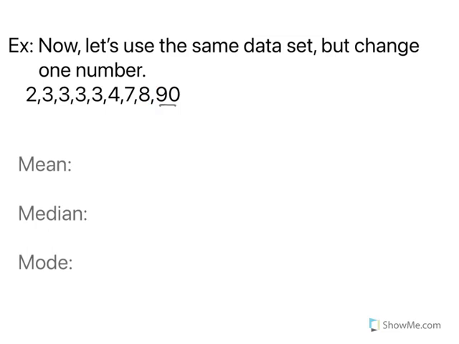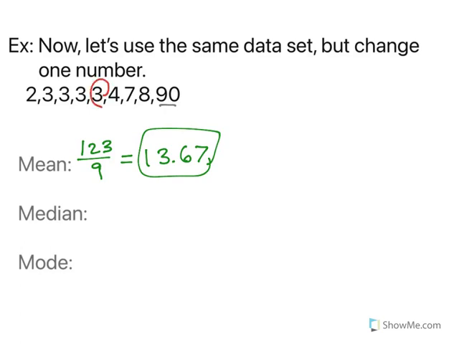So once again, we're going to find the mean, median, and mode of this data set. When I find the mean, I'm going to add these all together. So I get 123. Again, there are 9 numbers. So when I divide 123 divided by 9, I get 13 and 67 hundredths. When I find my median, again, I'm finding my middle number. So 4 in the front, 4 in the back. That means my median is 3. And once again, I have 4 number 3s, so my mode is 3.